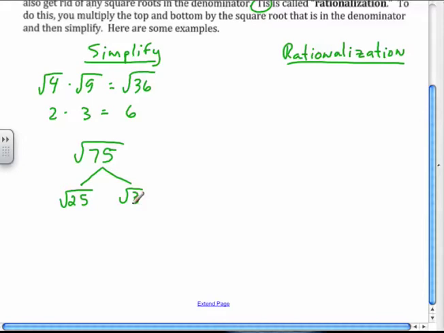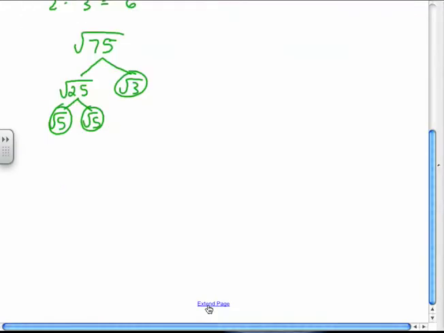Okay? Now, the 3 is prime. I can't break it down anymore. This is root 5 times root 5, and now I can't break those down anymore. So I'm going to write the square root of 75 as root 5 times root 5 times root 3. Now, some of you are already seeing that root 5 times root 5 is the square root of 25, and that's a perfect square. But just a little shortcut.